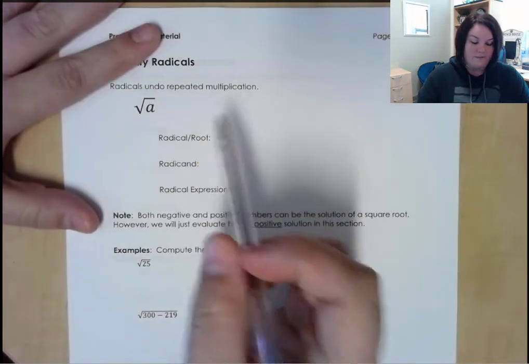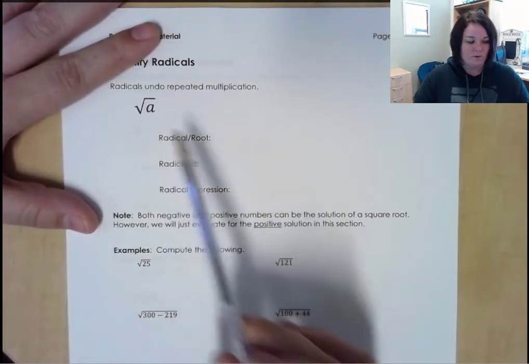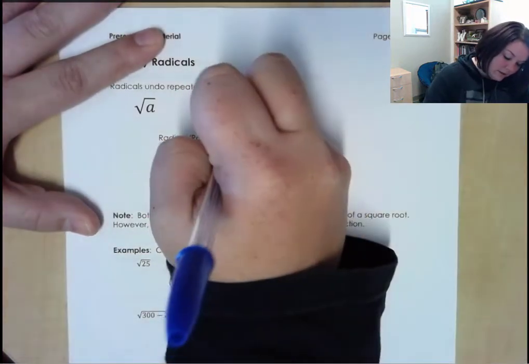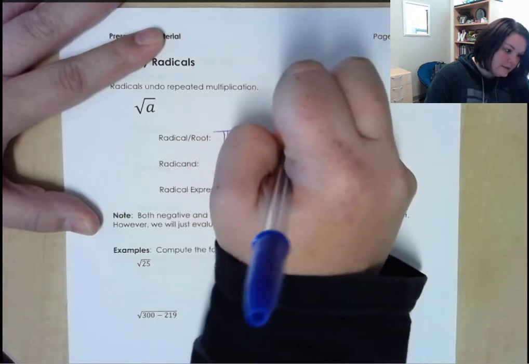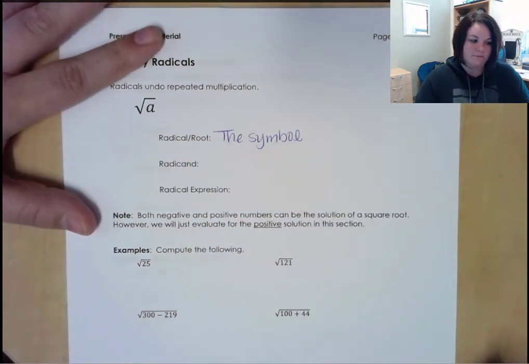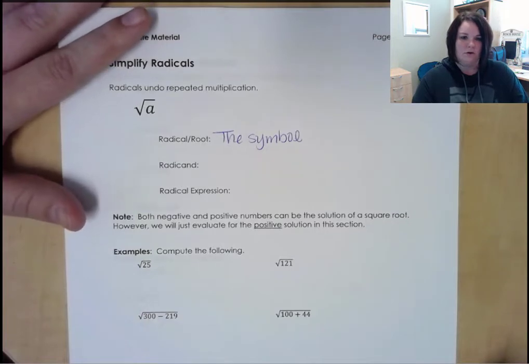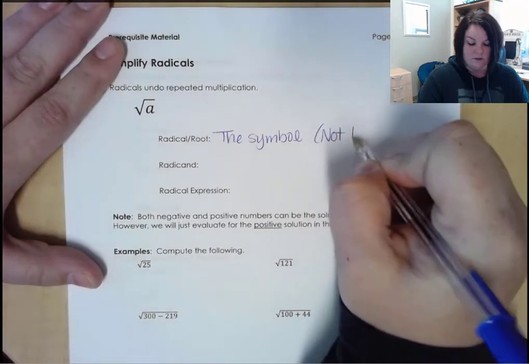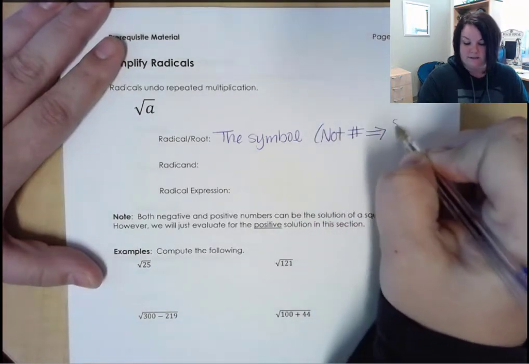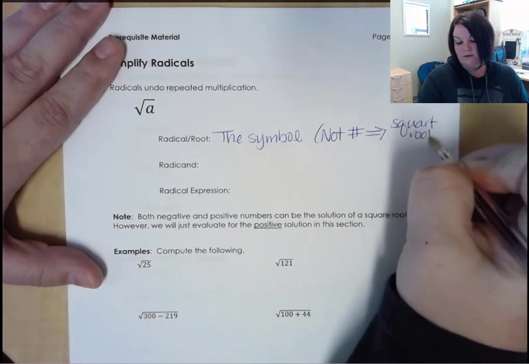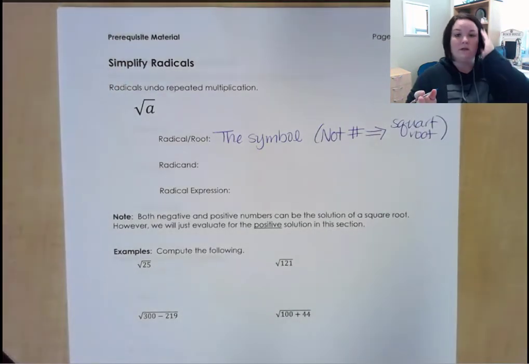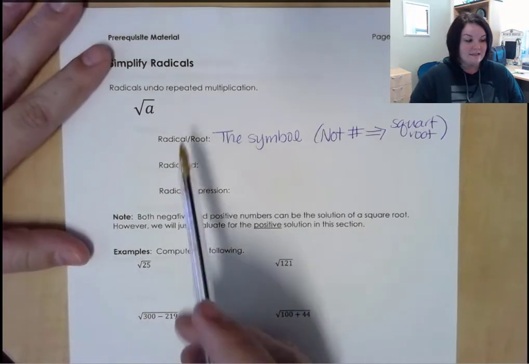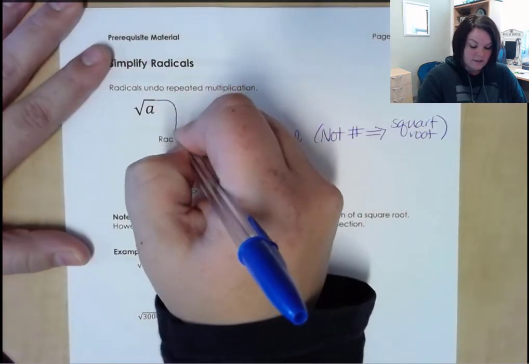Okay, so I just want to kind of explain what this notation looks like whenever we talk about a radical or a root. That's just the symbol. This is not the number. This is just basically the square root in this case. But it could be a different kind of root. It could be a square root, a cube root, a fourth root, and so on and so forth.